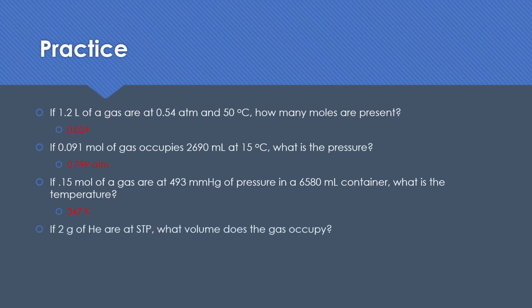If 2 grams of helium are at STP, what volume does that gas occupy? Well, 2 grams of helium we find is equal to 1 mole. So I've got 1 mole at STP. If I remember correctly, that's 22.4 liters. You could also solve that using PV equals nRT. But again, it really is just rearranging it, making sure you have everything in the right units, and then just plugging it in.